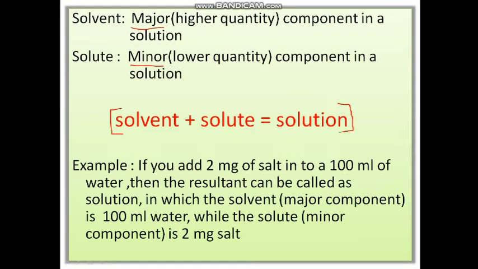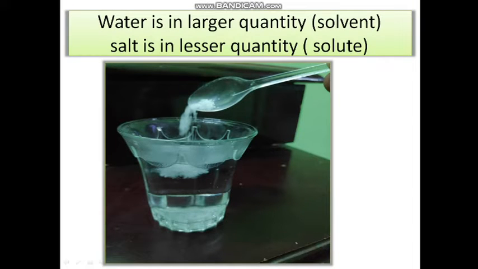This can be explained with an example. If you add 2 milligrams of salt into 100 ml of water, then the resultant can be called a solution, in which the solvent, that is the major component, is 100 ml of water, while the solute is 2 milligrams of salt. This can be visualized as shown in the figure. Here water is in larger quantity, that's why it is called the solvent. The salt which is added to the solvent is in lesser quantity, that can be called the solute.